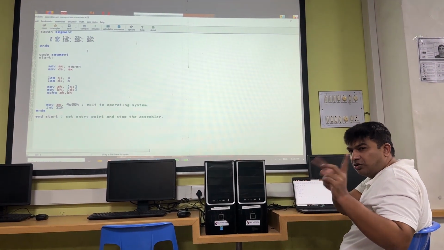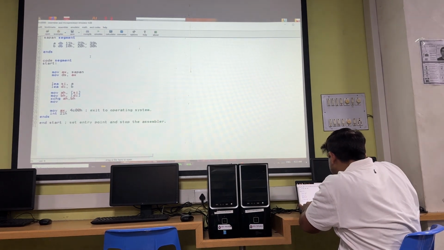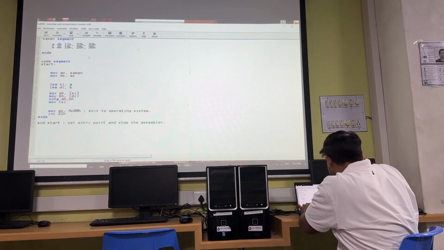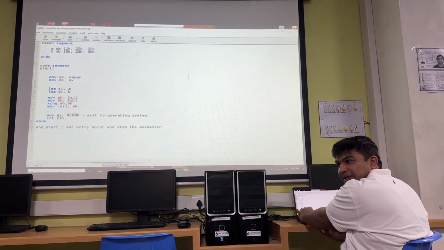I need to replace it into memory. So move square bracket SI.